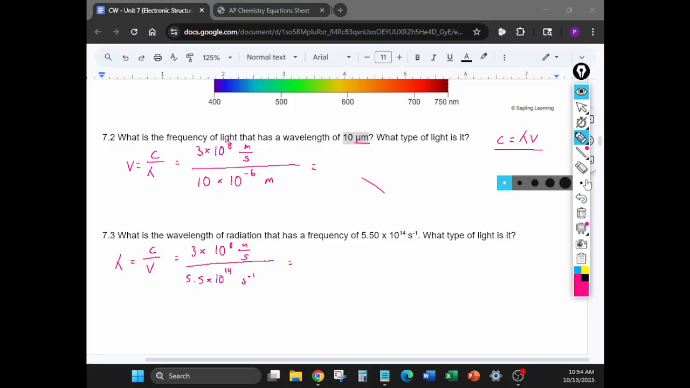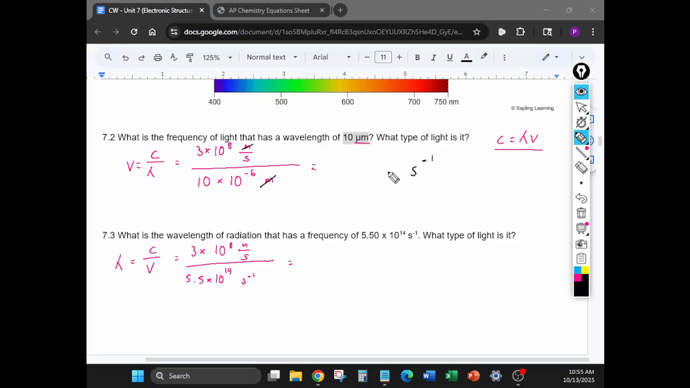Now, if you take a look, we can cancel out the meters, and the only unit of measurement we'll have left is per second, which is what we want for frequency. So our unit of measurement for our final answer will be seconds to the power of negative 1.